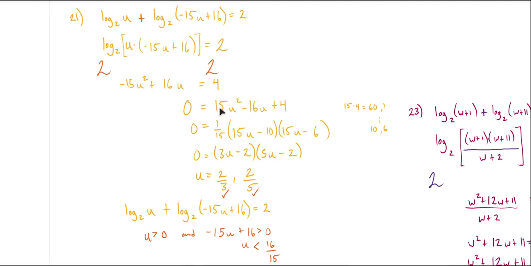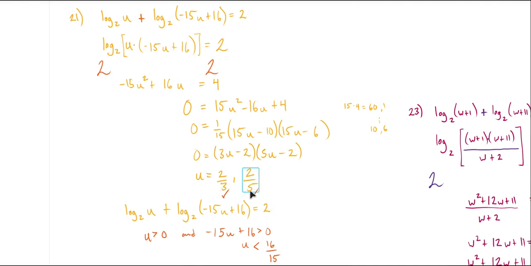Proceeding with the AC method, 15 times 4 is 60, and going down a little bit on the list, we get a sum of the middle term, which was 16, from the factors of 10 and 6. Plug those in, and now reduce. I could divide a 5 out of this, giving me 3u minus 2, and I could divide a 3 out of this, giving me 5u minus 2. This means that 2/3 and 2/5 are my solutions.